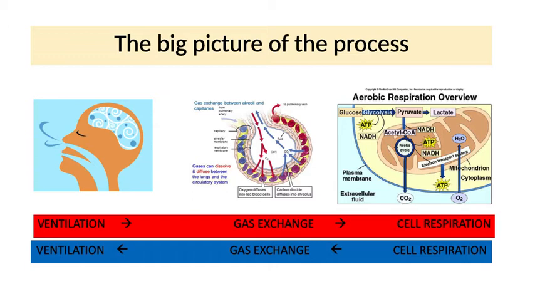So this process has to happen simultaneously and continuously, to ensure that all of our cells can receive oxygen all the time, and also that the waste product, carbon dioxide, can be taken out from our body, because the accumulation of carbon dioxide will become toxic for our body.